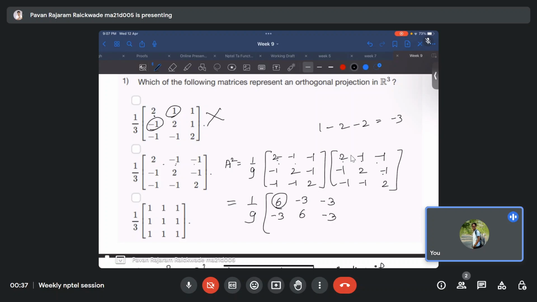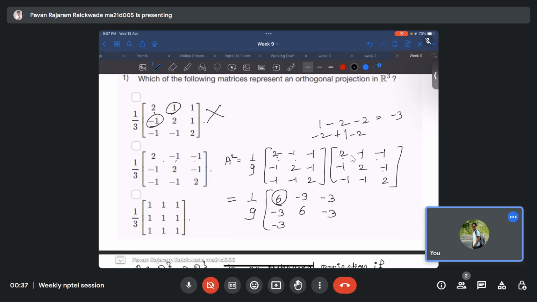Then this is minus 2 plus 1 minus 2, minus 4 plus 1, that's minus 3. This entry is 1 minus 2 minus 2, again minus 3. This entry is 1 plus 1 plus 4, 6. So basically this matrix is 1 by 3 times, if we divide each entry by 3, 2 minus 1, minus 1 2 minus 1, minus 1 minus 1 2. So it's the same matrix. So this is an orthogonal projection.